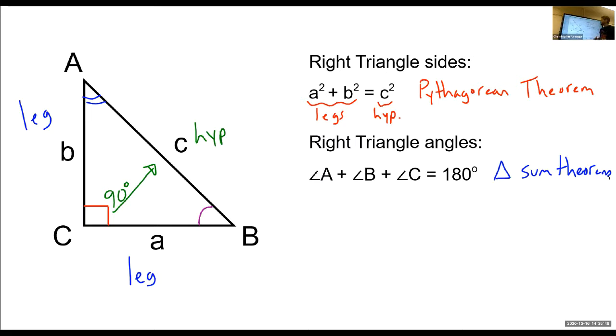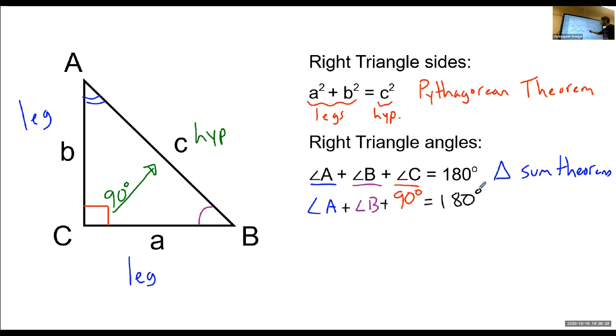Now, in a right triangle, let's use this one for example. We have angle A, which is this blue angle over here. We have angle B, which is the purple angle down here at the bottom right. And we have angle C. Well, angle C is my right angle. So I know in a right triangle that I'm always going to have a 90-degree angle in my equation. I don't know what angle A is. I don't know what angle B is. But I know that angle C is going to be 90. And those are going to add up to 180 degrees.